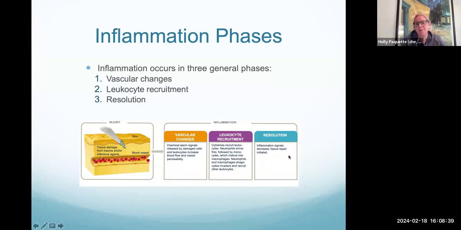And then the third step is what we call resolution. And at this point, once the actual danger has been taken care of, so the virus has been deactivated and chewed up by all these phagocytes, we expect to see inflammation signals start to decrease and that tissue repair and going back to being healthy. Now, this could take hours or days, and sometimes it can even take a week or two to get that full recovery. But inflammation really plays a role in that tissue repair.